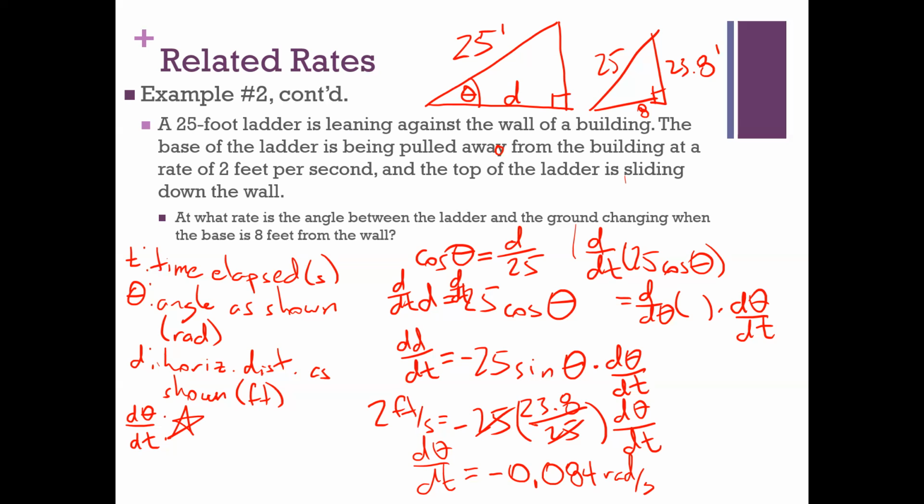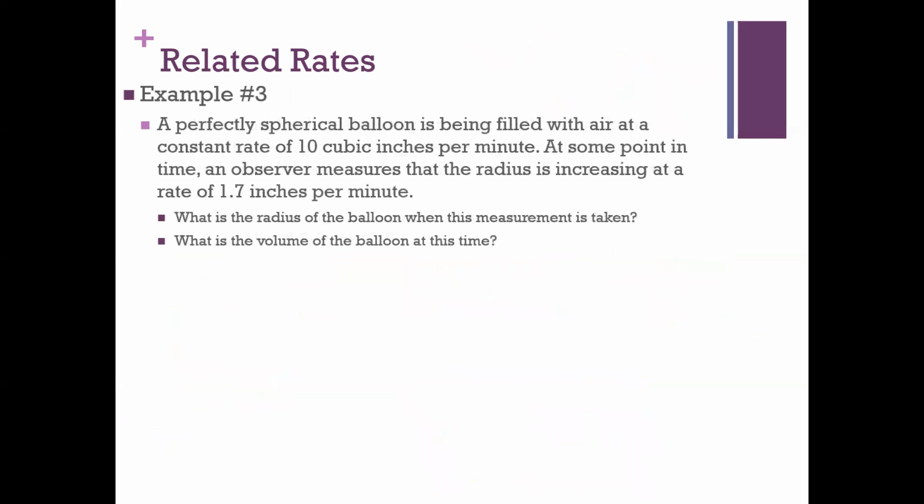Let's do another one. All right. A perfectly spherical balloon is being filled with air at a constant rate. At some point in time, we can measure the radius. So let's do this before we even think about what we want to solve for. What variables are here? What's worth looking at?